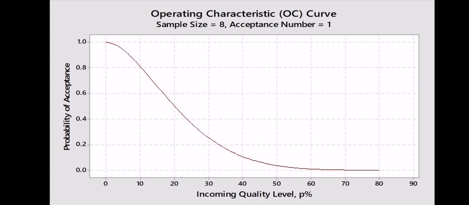But if we talk about an incoming quality level, let's say about 20%, we see from this graph that the probability of acceptance is about 50%. We call that the indifferent quality level. So this sampling plan would not be useful for protecting against an LTPD of 20% because a batch like that is just as likely to be accepted as rejected.